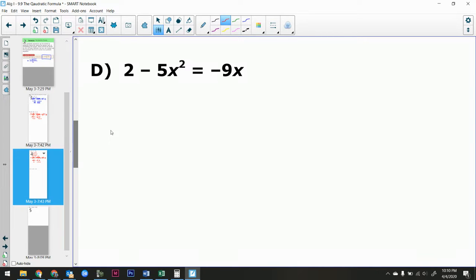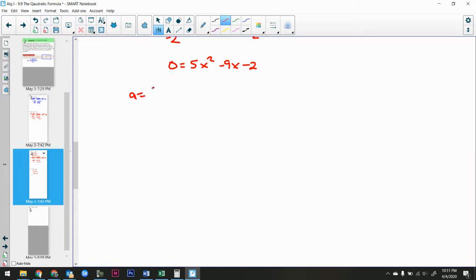Let's take a look at this one. Again, I like to keep my A term positive, so I'm going to add the 5x squared over to the other side, make it positive. So 2 is equal to 5x squared minus 9x. Subtract the 2. 0 is equal to 5x squared minus 9x minus 2. Okay, we're in standard form. A is 5, B is negative 9, C is negative 2.